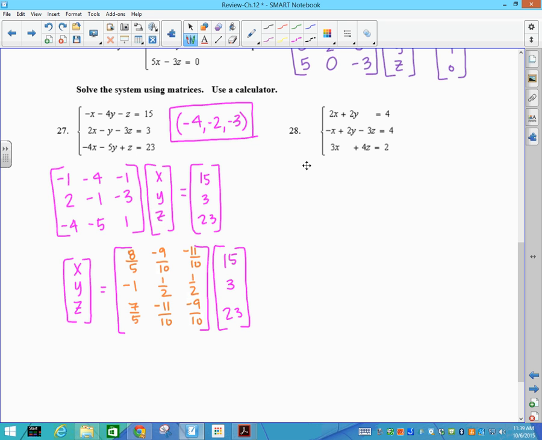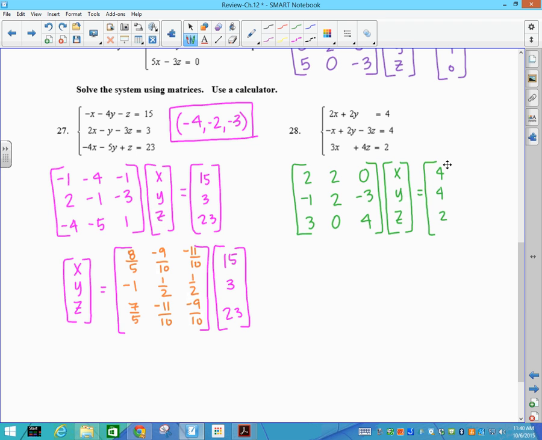Okay, so this last problem, when I write my coefficient matrix, that's going to be 2, 2, there is no z, so I'm going to have a 0. Then -1, 2, -3, and then 3, 0, and 4. And so that of course is x, y, and z. And that gives me 4, 4, and 2, because that's my constant matrix.